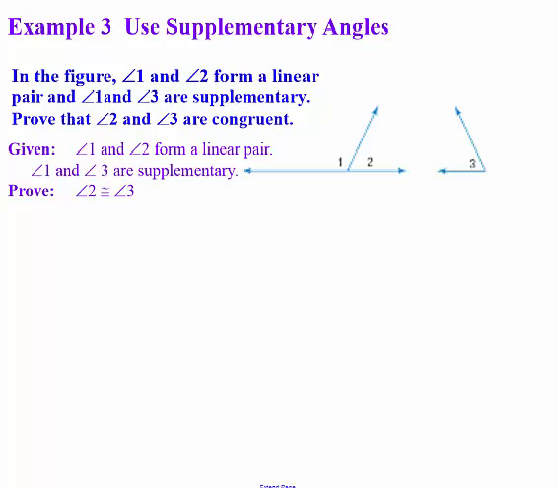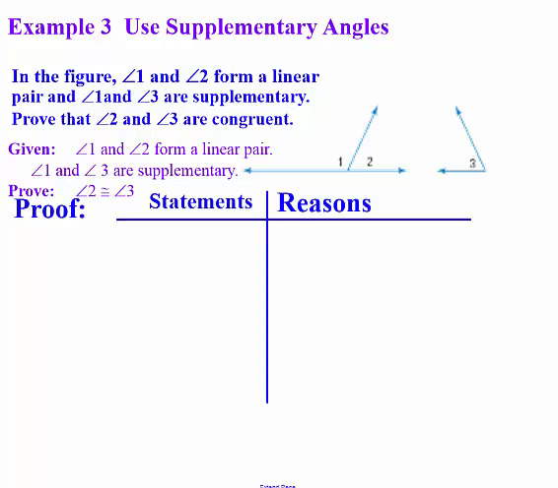So I want to solve this with a 2-column proof. So the first thing I want to do is make my t-chart. And I just want to think about what it said in my picture, with my picture here, visually, to see if I understand before I start solving this. 1 and 2 form a linear pair, and 1 and 3 are supplementary. Prove that 2 and 3 have to be congruent. Okay, so the first thing I want to do is write down my given information.